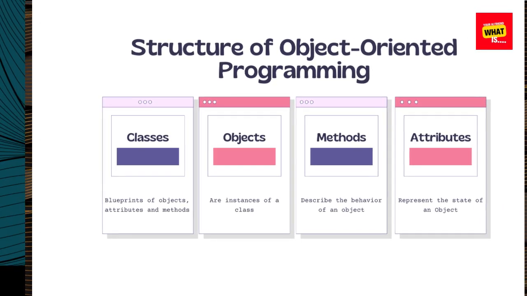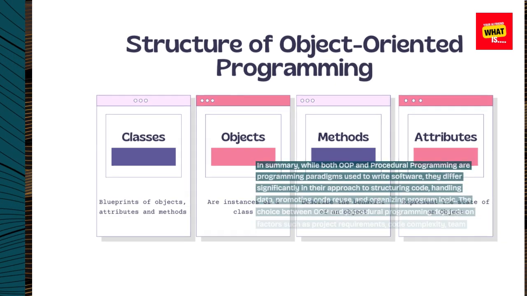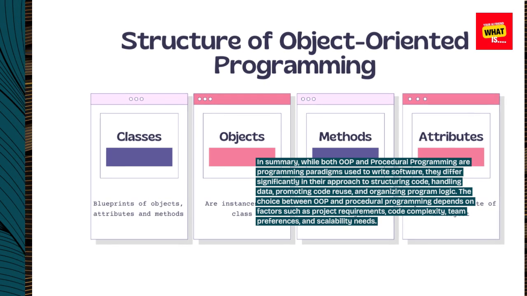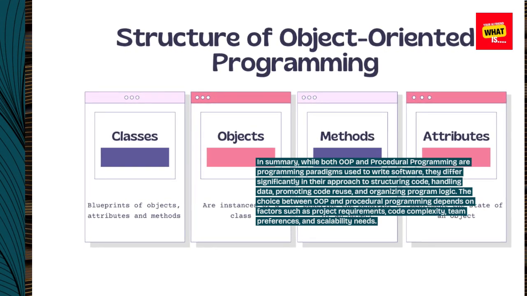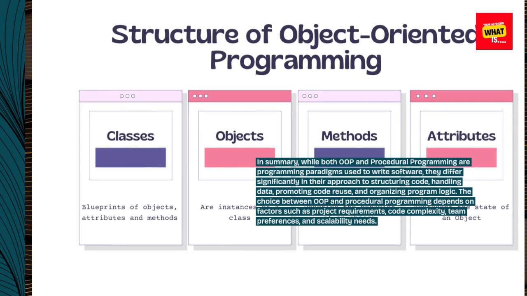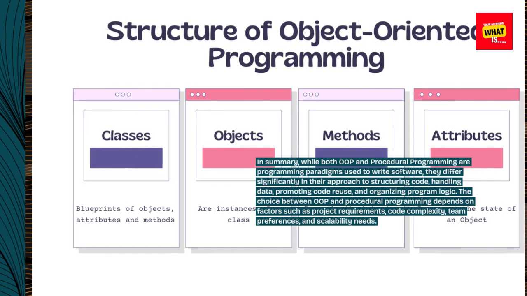In summary, while both OOP and procedural programming are programming paradigms used to write software, they differ significantly in their approach to structuring code, handling data, promoting code reuse, and organizing program logic. The choice between OOP and procedural programming depends on factors such as project requirements, code complexity, team preferences, and scalability needs.